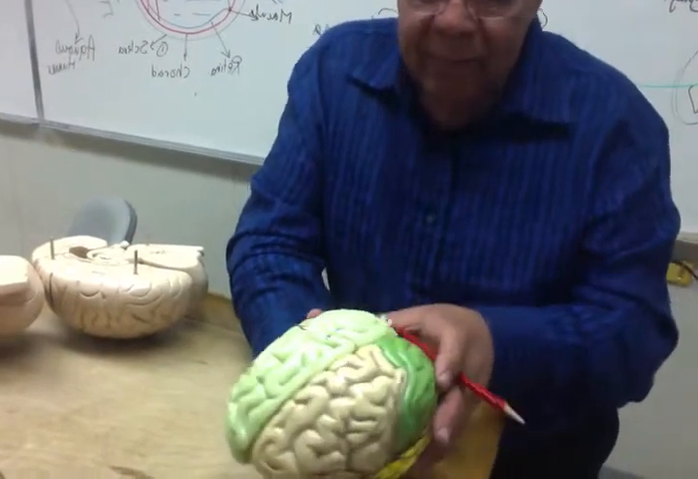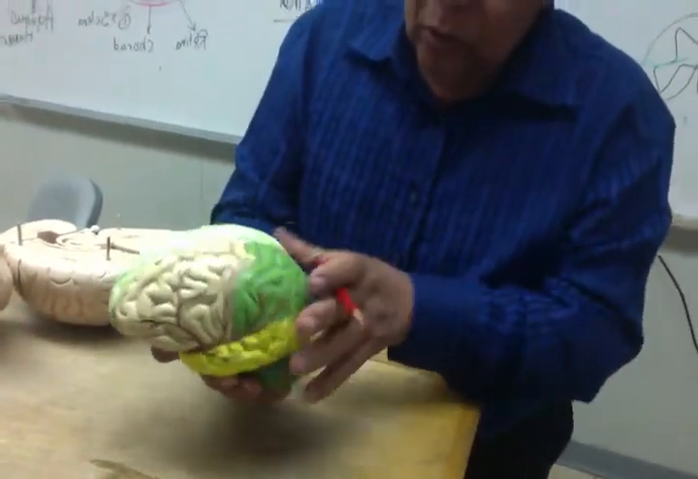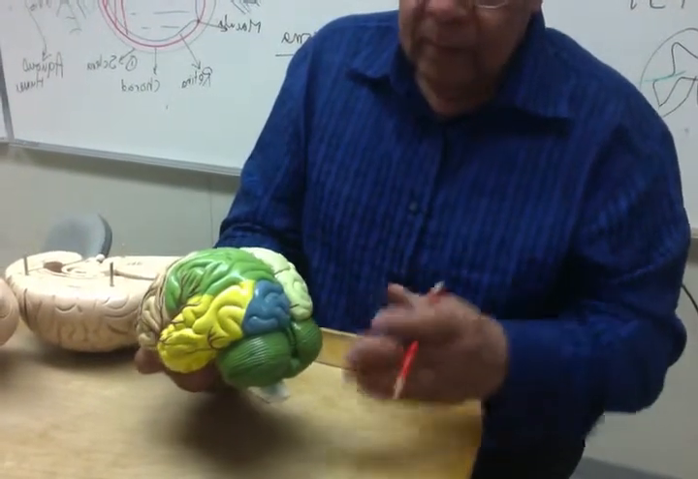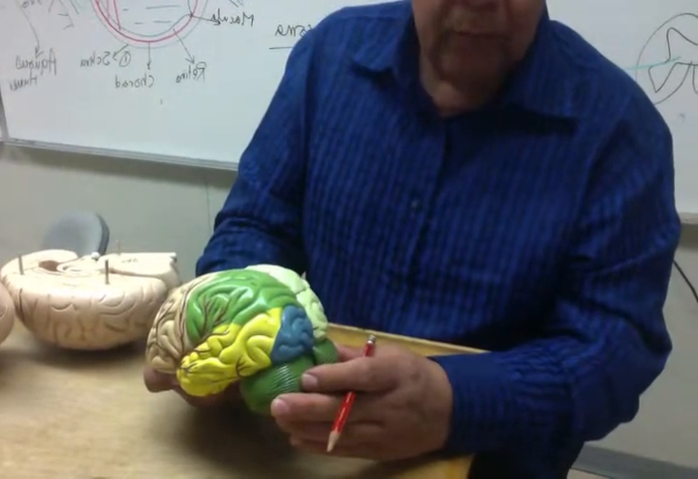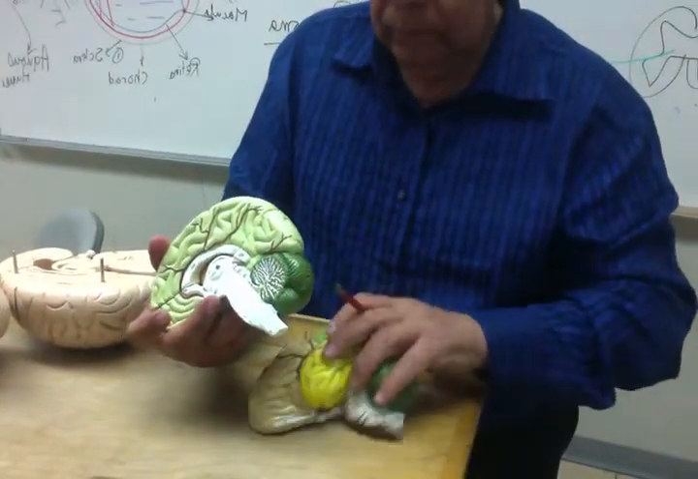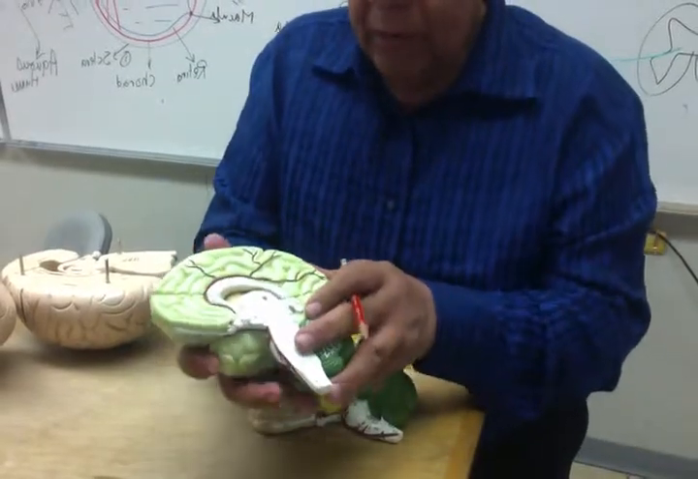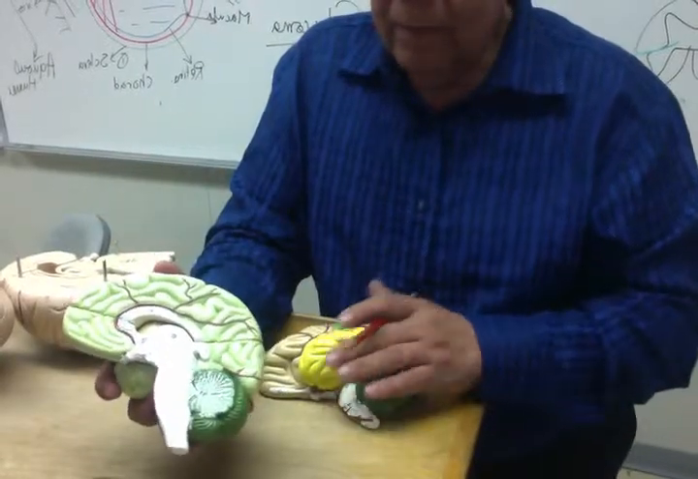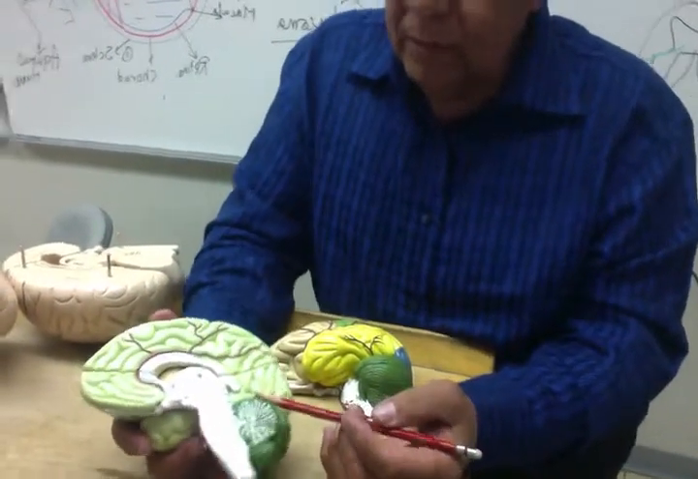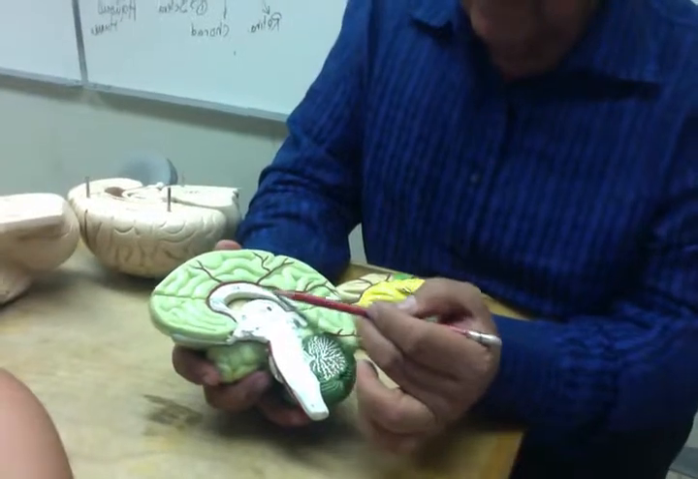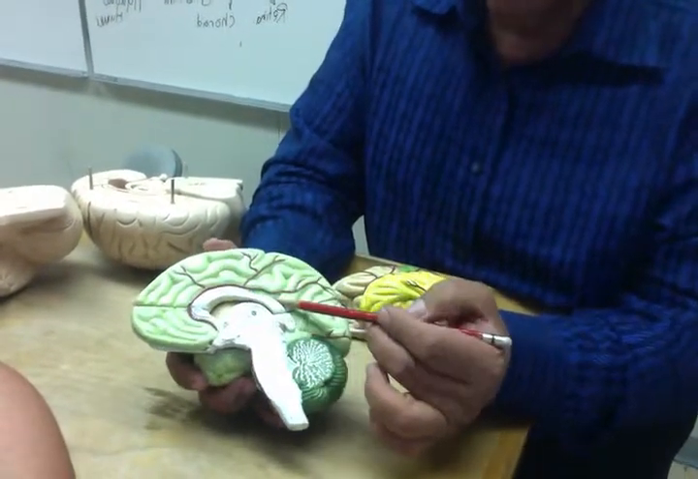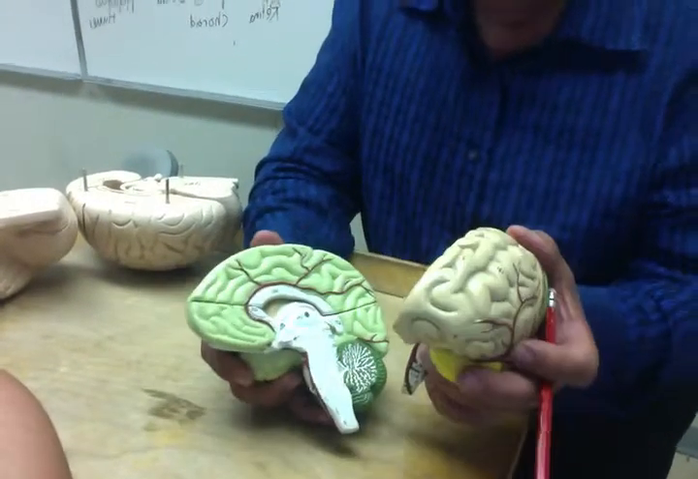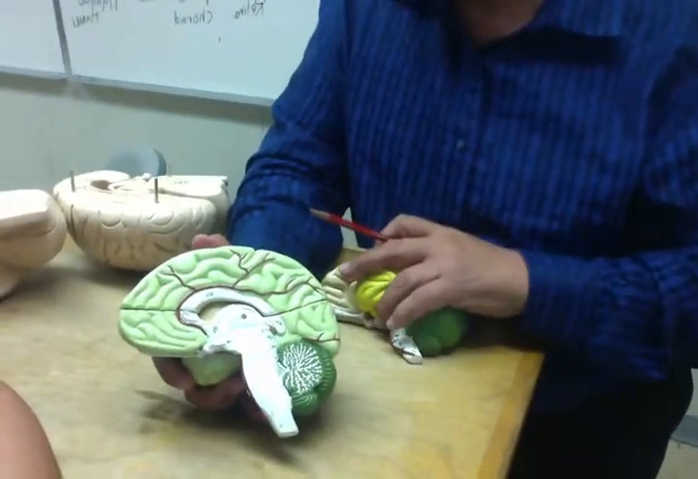We have an area for hearing in the temporal lobe. We have an area for vision in the occipital lobe. This is the cerebellum, the most posterior part of the brain. If we open the brain into two halves, each half is called a cerebral hemisphere. If we open it, this is one half. It shows this white fibrous band called the corpus callosum. What's the corpus callosum? It's a fibrous band connecting the two halves of the brain.